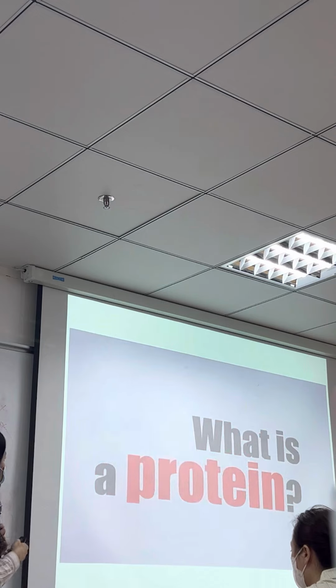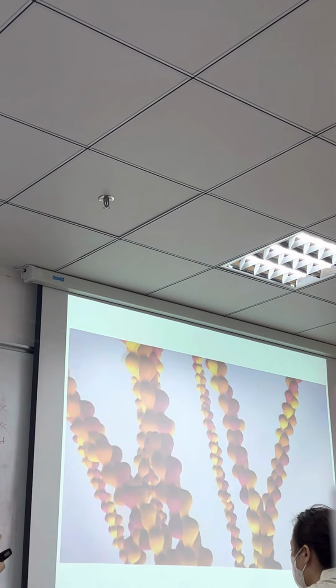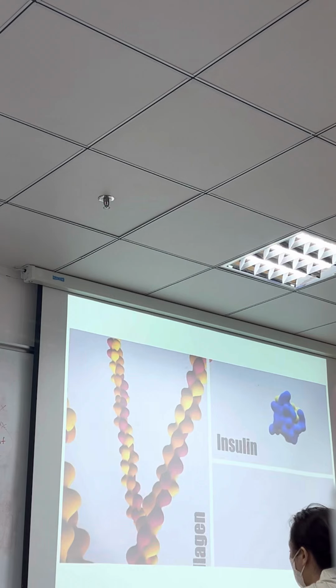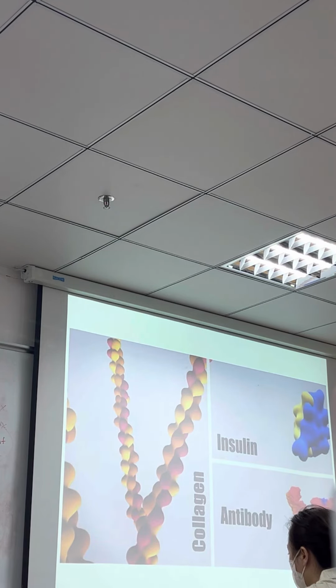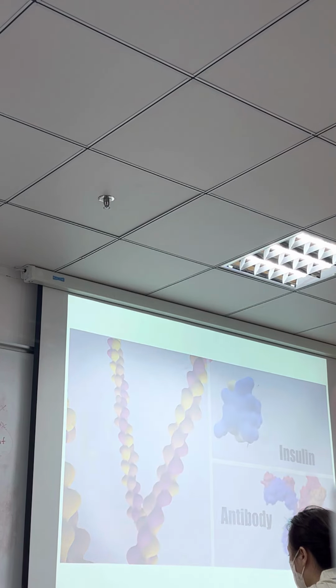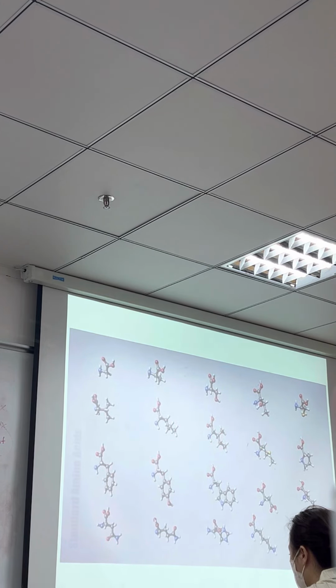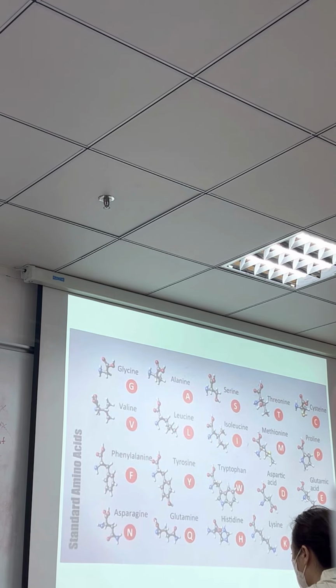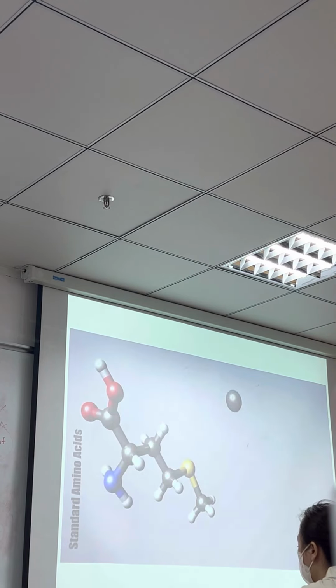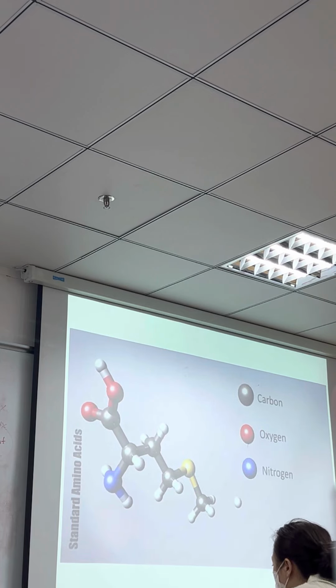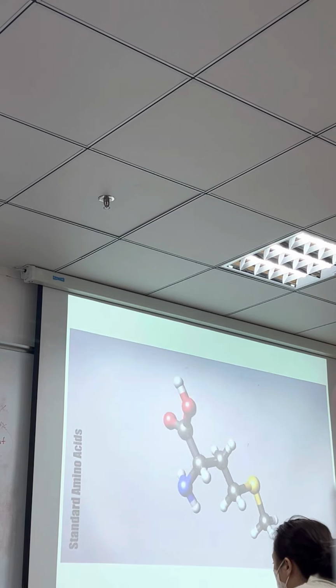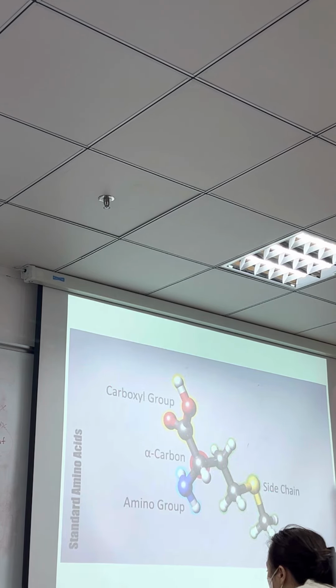I think this is a summary of protein. So, protein plays many roles in our body. And the monomers of protein are amino acids. We have 20 amino acids in nature. Amino acids consist of carbon, oxygen, hydrogen, nitrogen, and sometimes sulfur.